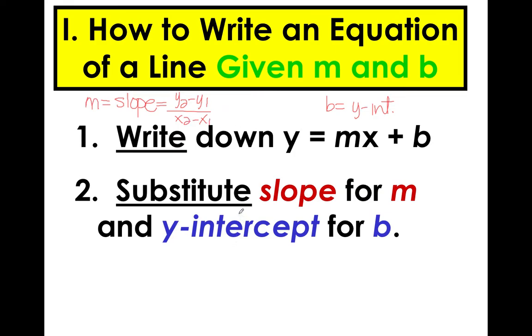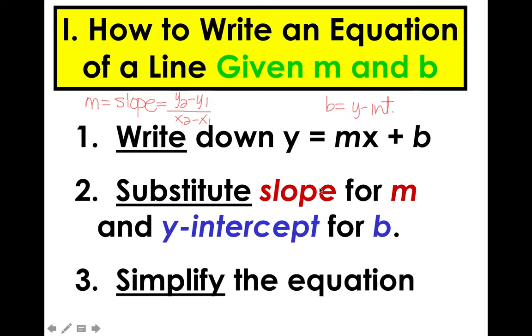The second thing we do, after we write down y equals mx plus b, because remember, this is the equation for a linear function, you could call it the parent function of a linear function given the slope and the y-intercept, is we substitute the slope for m and the y-intercept for b. And remember, this is if we are given the slope and the y-intercept. Last but not least, we're going to simplify the equation if possible.